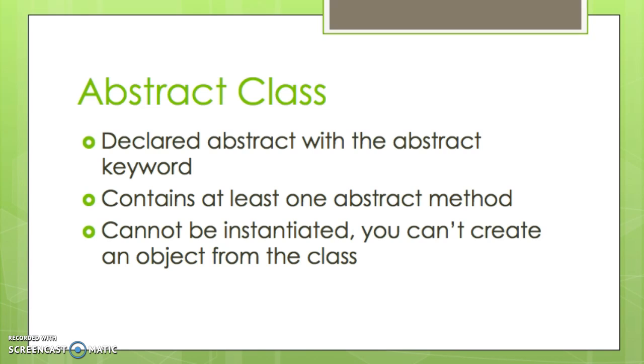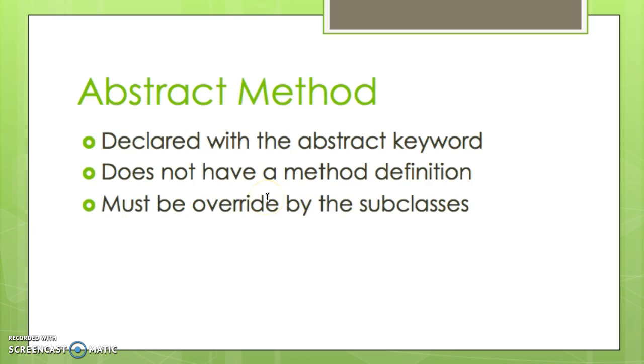Okay, an abstract class is a class that is declared with the abstract keyword. It has to contain at least one abstract method, and it cannot be instantiated. And the reason it can't be instantiated is because it has abstract methods in it. Well, you might ask, what is an abstract method? An abstract method is also declared with the abstract keyword. It cannot have a method definition.